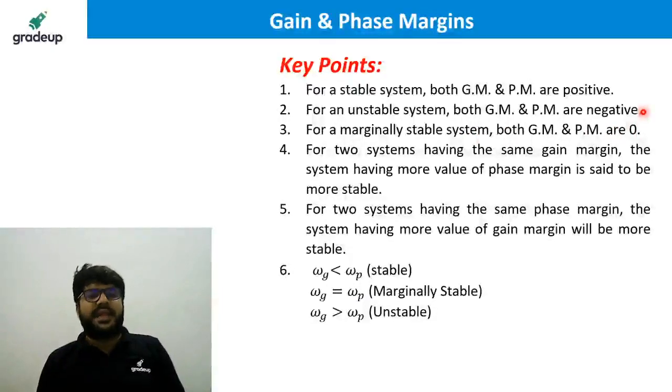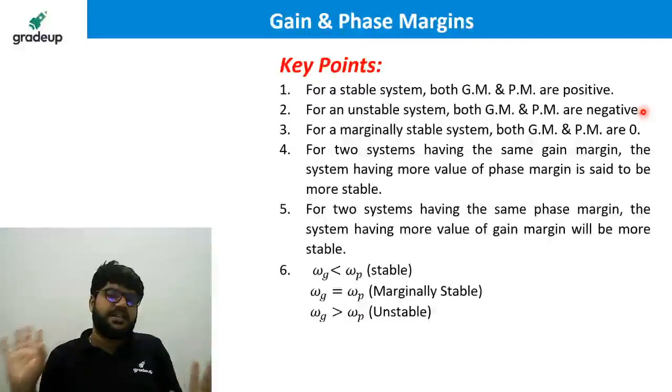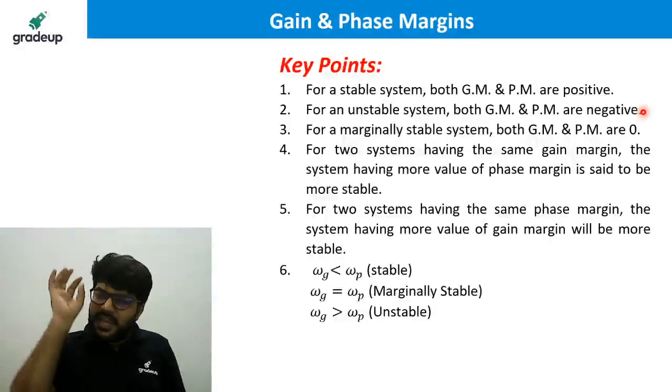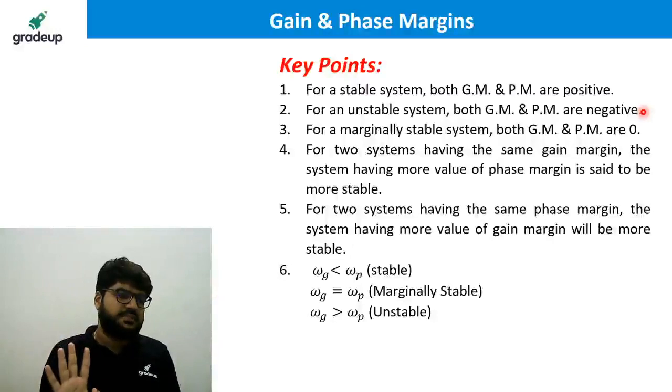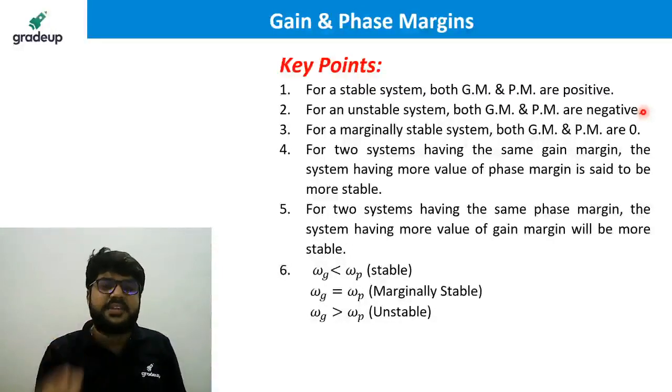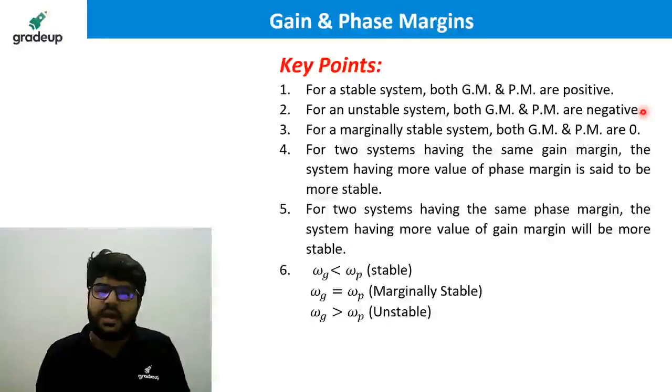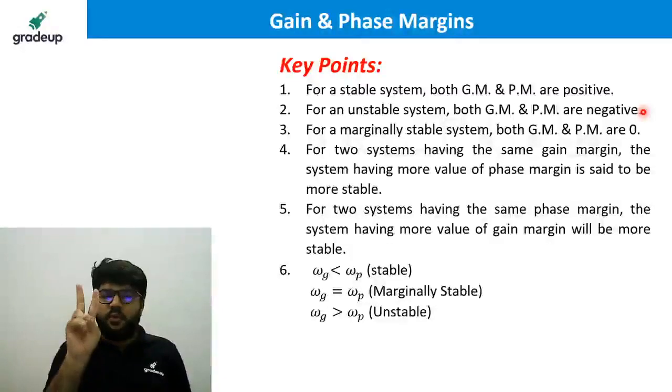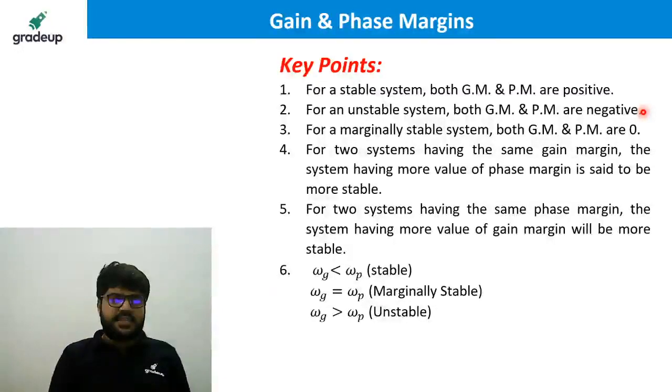It is not possible that the gain margin is positive and phase margin is negative. They are always of the same sign. Keep this in mind. This will help you in marking some options in MCQ questions. If they both are positive, stable system. If they both are negative, unstable system. Both equal to 0, boundary, that is marginally stable system.